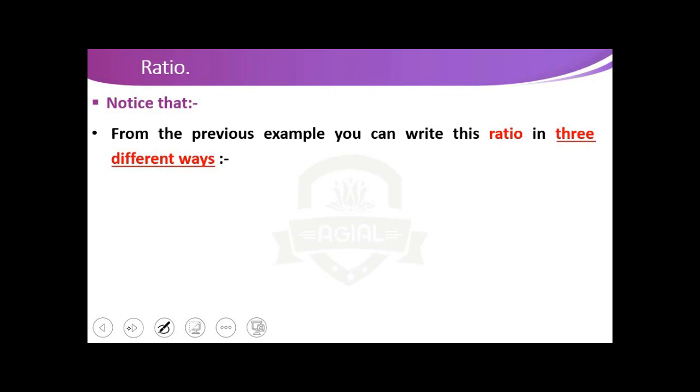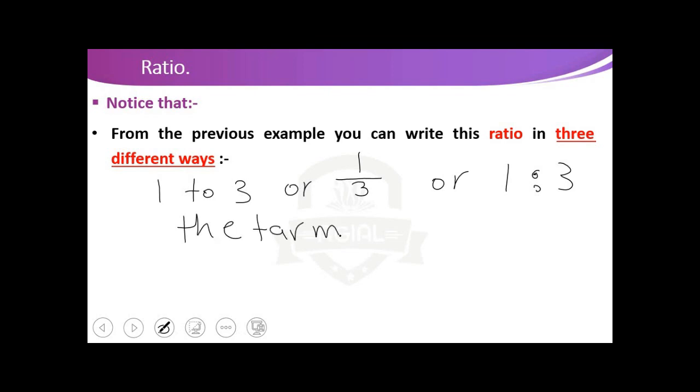From the previous example, you can write the ratio in 3 different ways. The first one is 1 to 3. Or by fractions, like 1 over 3. And the last one is standard form, 1 to 3. The number 1 and number 3 are called the terms of the ratio.